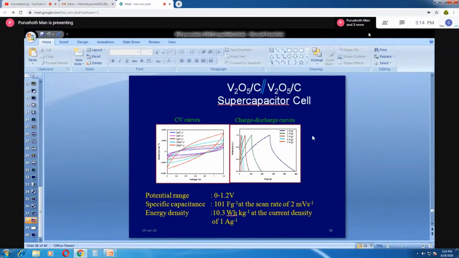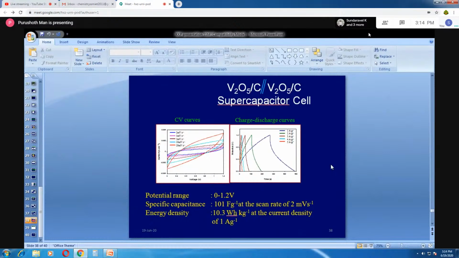So we have prepared a vanadium pentoxide based supercapacitor cell, with electrodes prepared by using the doctor blade method, and the device has been run for the potential range of 0.0 to 1.2 volt, and that will give the specific capacitance of 101 farad per gram at the scan rate of 2 millivolt per second, and the energy density of 10.3 watt-hour per kilogram at the current density of 1 ampere per gram.